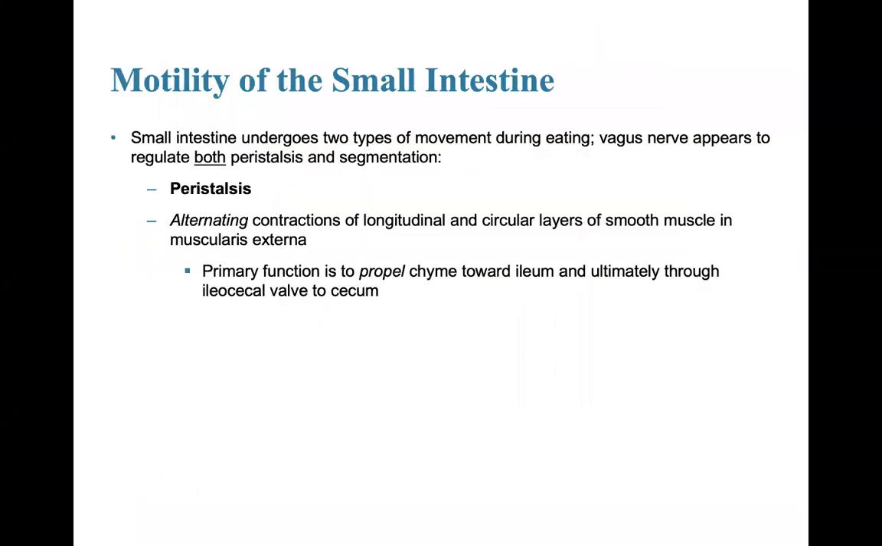The small intestine will undergo two types of movement during eating. The vagus nerve appears to regulate both peristalsis and another process called segmentation, which I mentioned earlier, I think in recording 1. Peristalsis is alternating contractions of the longitudinal and circular layers of the smooth muscle in the muscularis externa. The primary function is to propel chyme towards the ileum and ultimately through the ileocecal valve to the cecum.